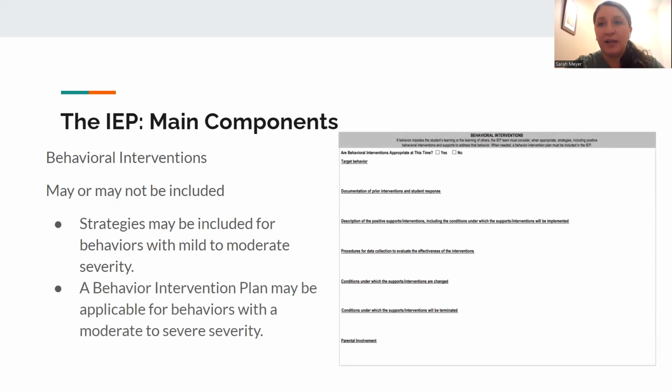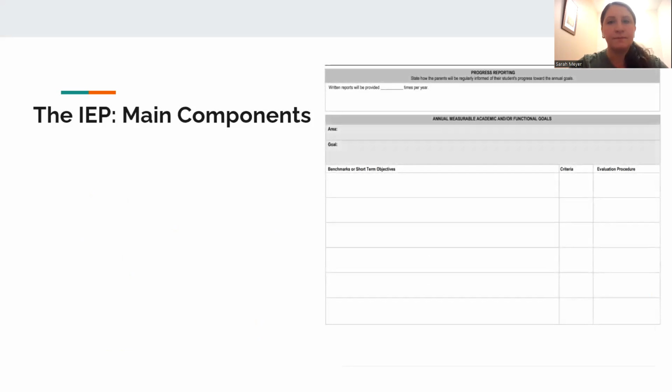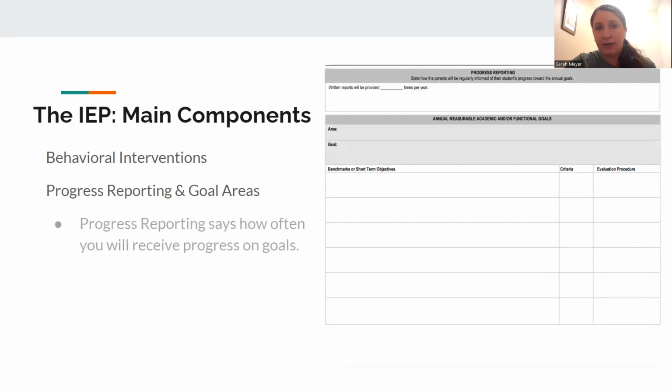A behavior intervention plan, or a BIP, may be applicable for behaviors with a moderate to severe severity. So in these situations, if the behaviors are really impeding the child's ability to learn within their least restrictive environment. Okay, so in the next area, again, you're going to see a little bit more from that behavioral intervention piece. And then we go into the progress reporting and goal areas.